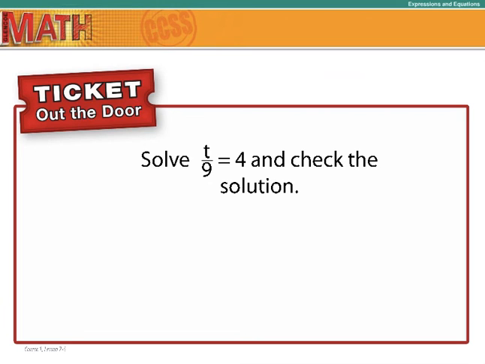Okay, I want you to solve this. T over 9 equals 4 and check the solution. And when you're done with that, you can do your whisk you've already watched. Now you just need to summarize and create a question based on what you saw in the video.